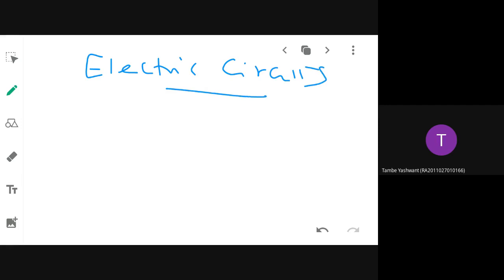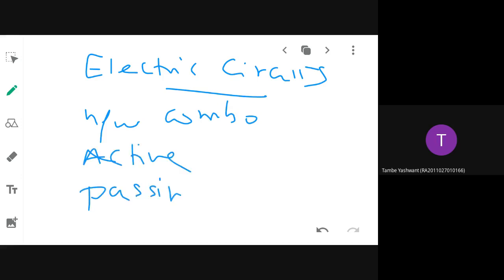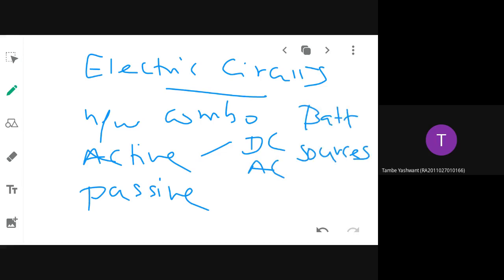Now I have discussed electric circuits in general in my last class. Electric circuits are a network combination of active and passive elements. Active elements are producers of energy, capable of producing their own energy in the form of DC and AC sources. For example, a battery is capable of delivering its own energy to the other elements, so it comes under the active category.